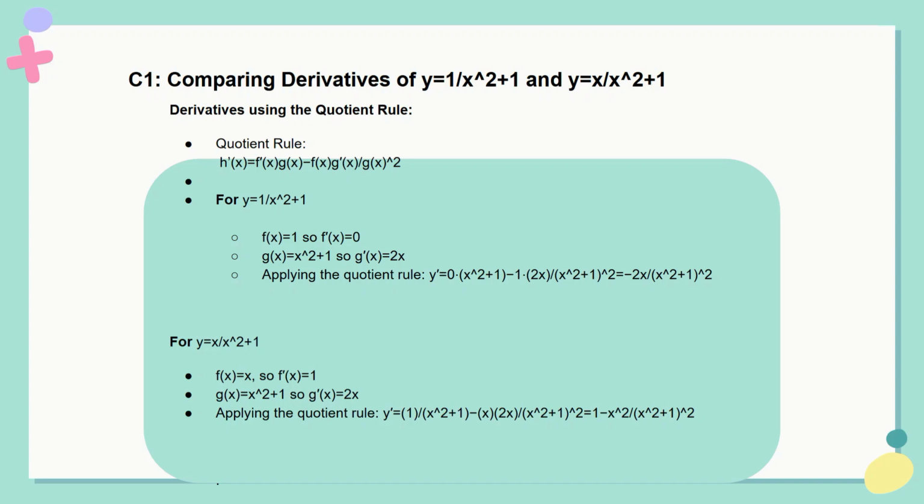If we apply the same rule to the second function, y is equal to x divided by x squared plus 1, we'll get an answer of 1 minus x squared divided by x squared plus 1 squared. While both of these functions have the same denominator squared in their derivatives, the numerators differ. The first function's derivative is negative, while the second has a mix of positive and negative terms. This is because in y1 the numerator is constant, while in y2 the numerator is variable. That contributes to the derivative. Okay, this is the first question. Let's move on to the second.